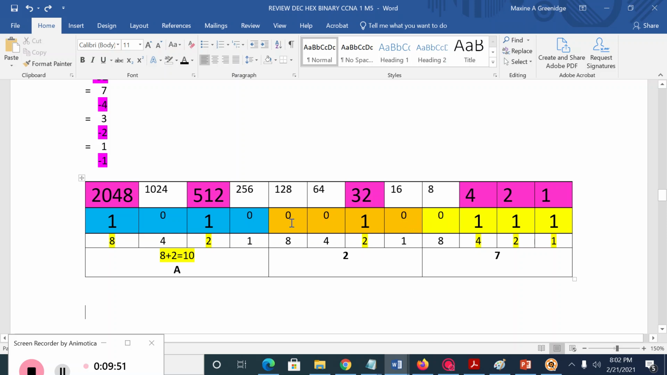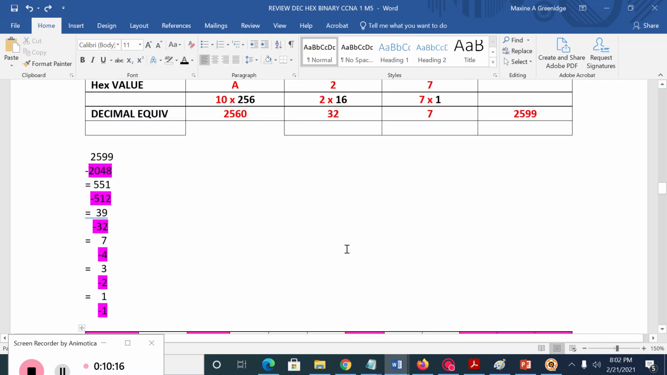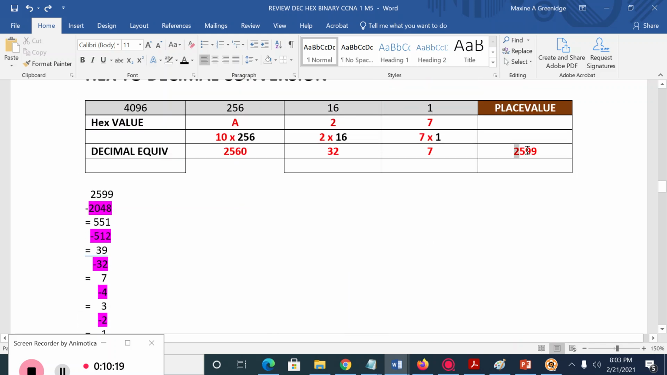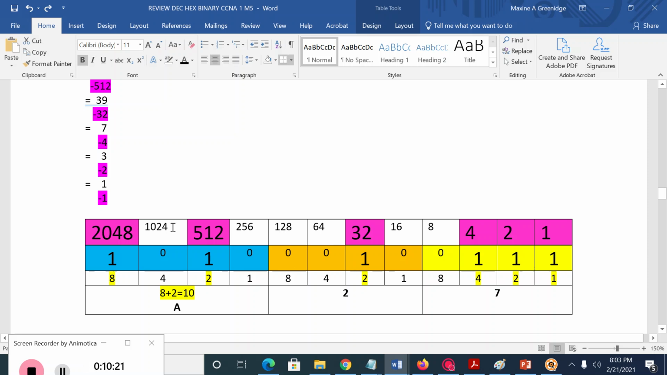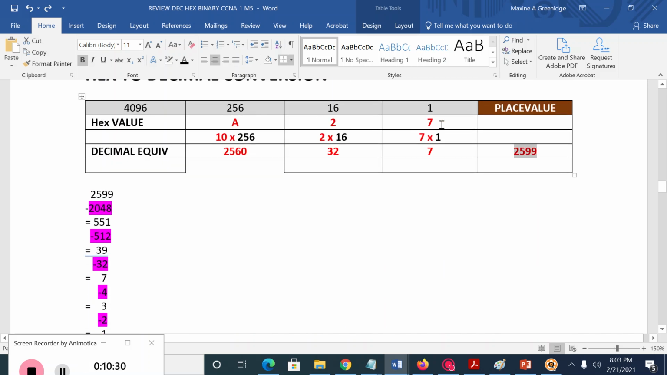Then we take the next 4 bits in the orange area. We put a 1, 2, 4, 8 and see what's turned on. In that area, we only have the 2 turned on. And for the next 4 bits in the blue area, we have the 8-bit turned on and the 2-bit turned on. 8 plus 2 is 10, but remember a 10 is represented as an A in hexadecimal. So we were able to prove that the number we got up here was correct, because we were able to turn the 2599 back into binary, and then we converted it back to A27, which is its hexadecimal value.